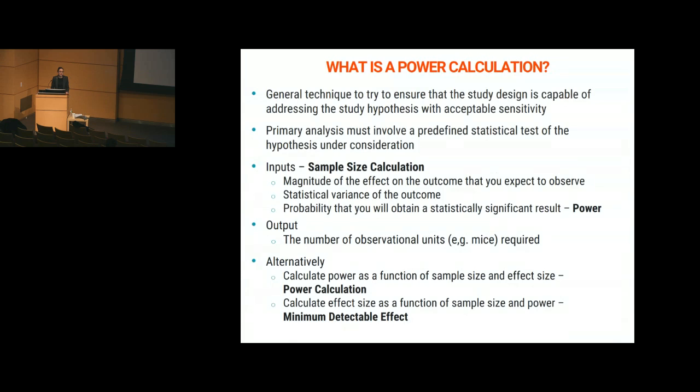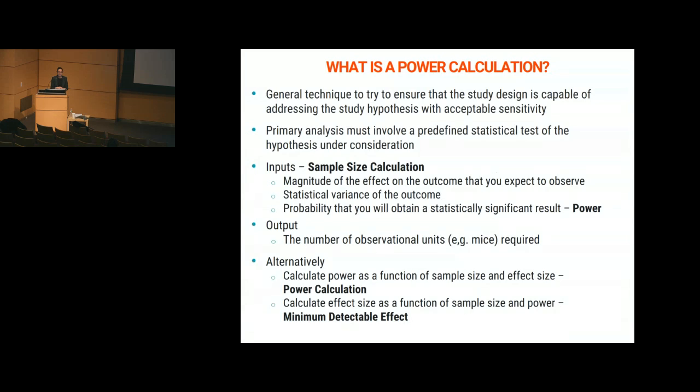So this is usually a treatment effect. And it depends not only on the effect, on the point estimate, but on the variance, right? And power is the probability that you will obtain a statistically significant result. You will find the effect given that the effect exists. So again, this probability, given that the effect exists, is usually quantified.